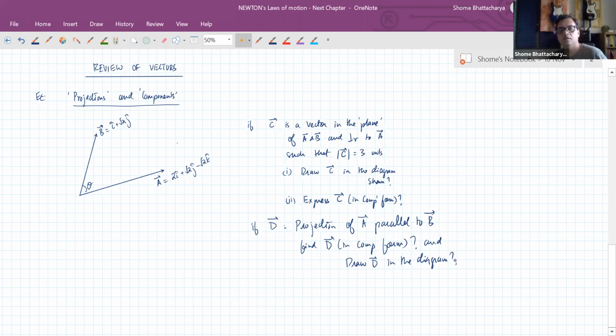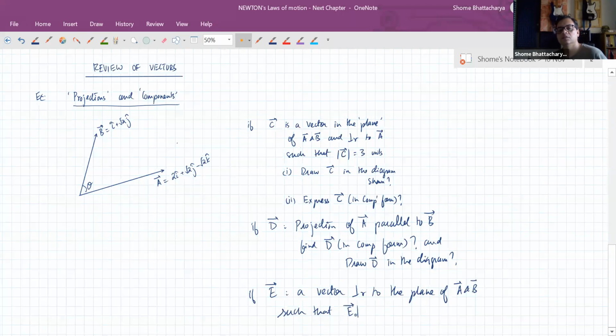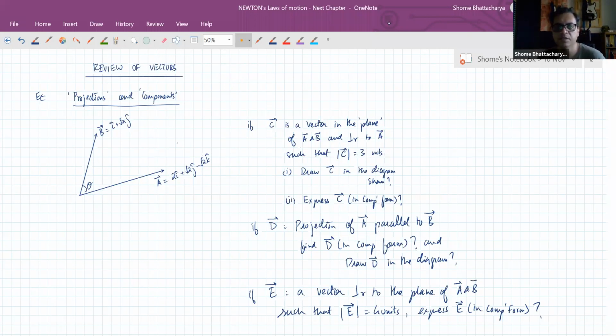Okay, and now if E is a vector perpendicular to the plane of A and B, such that magnitude of E is equal to 4 units, then express vector E in component form again. So just try these 3 parts out, people. It will be a complete review and complete test of your understanding of the application of dot and cross product.